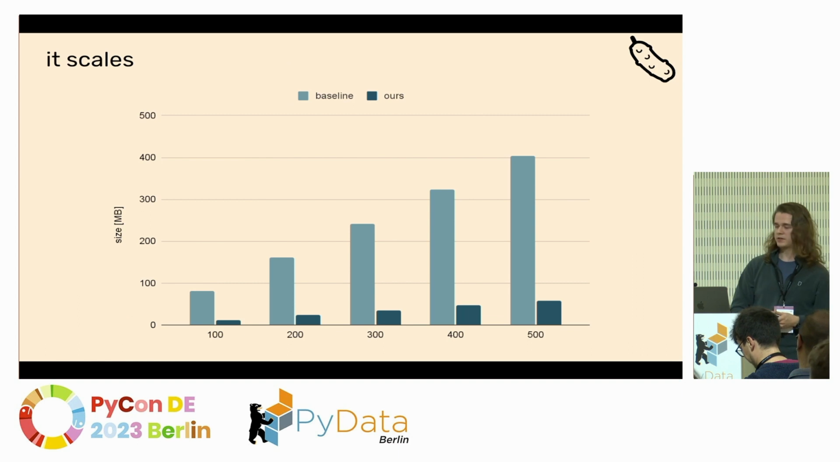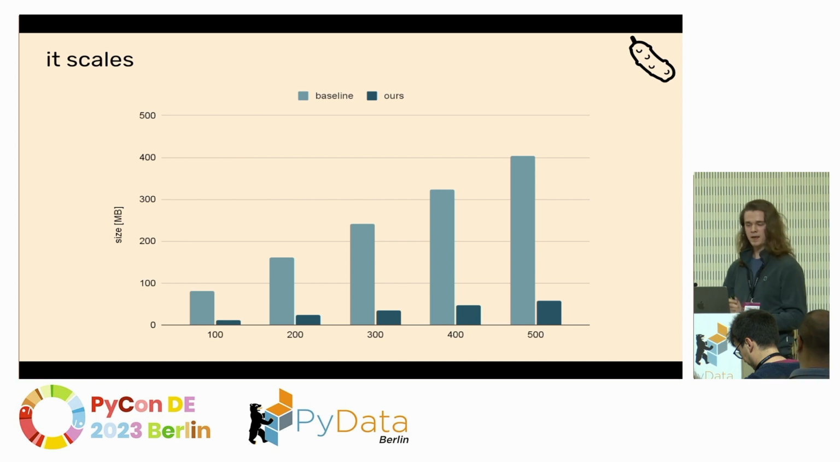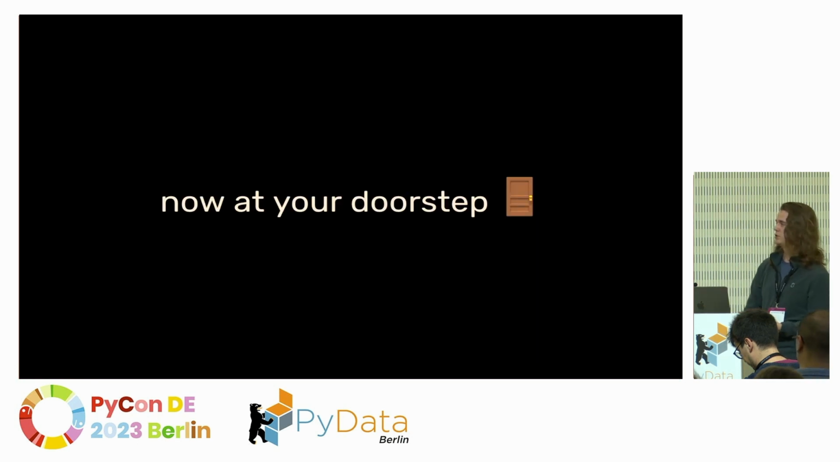Here we can also see that our method actually scales. With different numbers of trees, we also got similar compression performance. So that's also good. And now comes the part where you can actually use our methods.